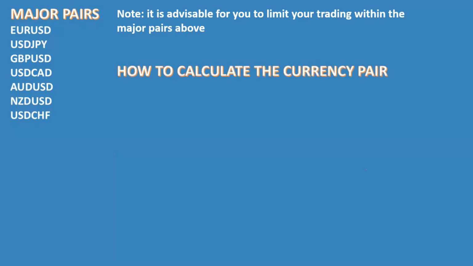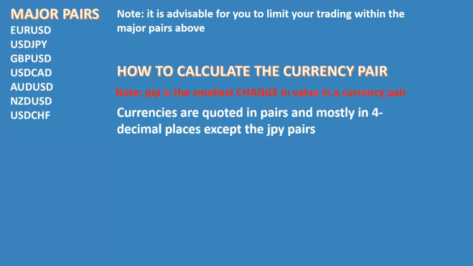How to calculate the currency pair? Before you do that, let's take note that PIP is one of the terms you are going to get to know. And what is PIP? PIP is just the smallest change in value in a currency pair.